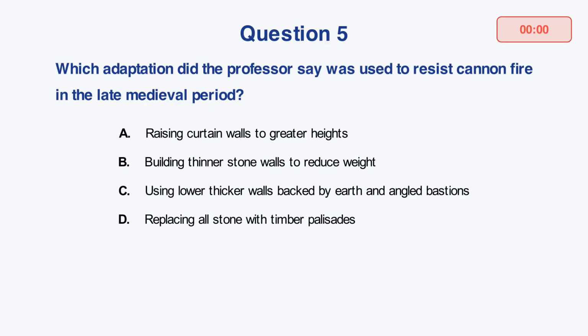Listen again to part of the lecture, then answer the question. Concentric design meant that an attacker had to breach an outer wall and then immediately face another strong defensive ring behind it.